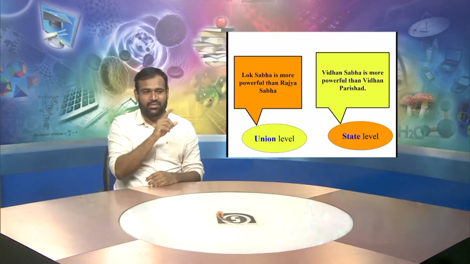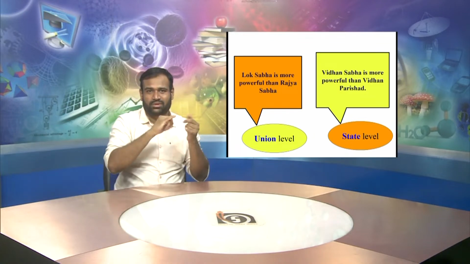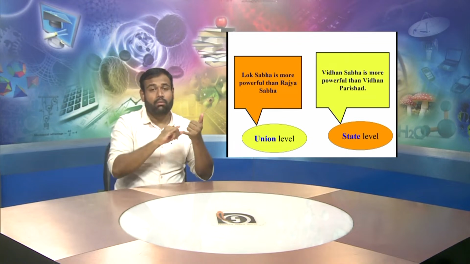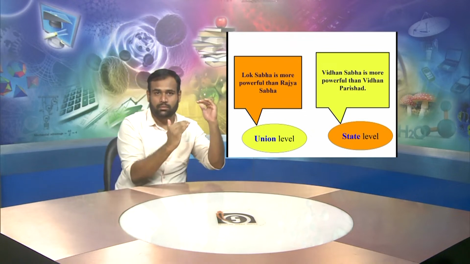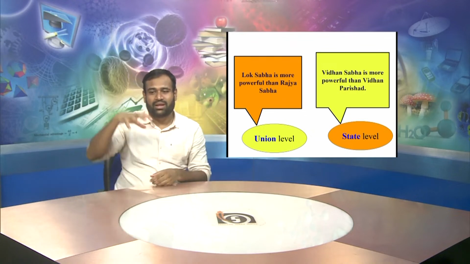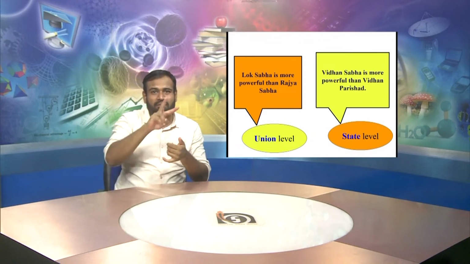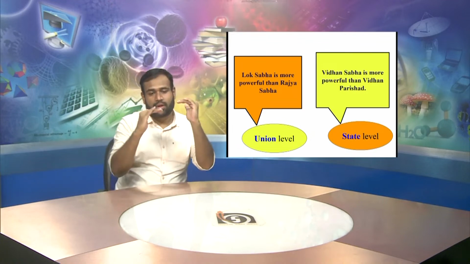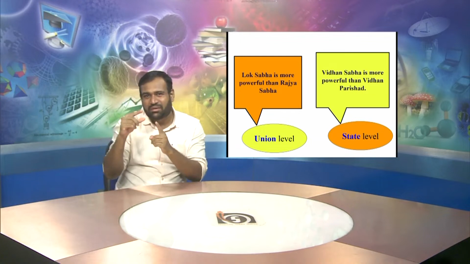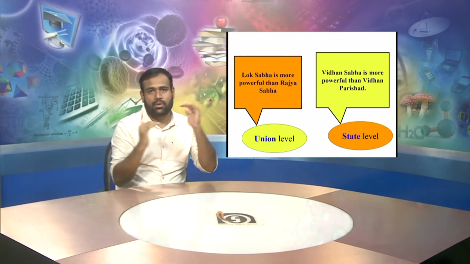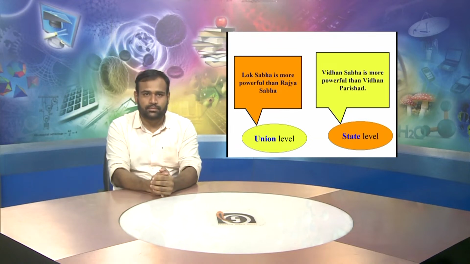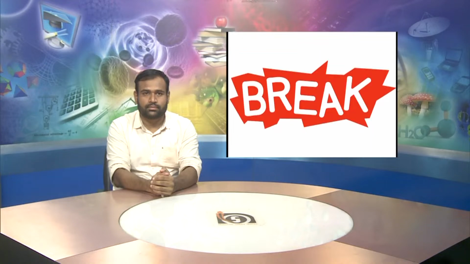Now here you can see the union level and the state level are 2 different terms. At the union level, Lok Sabha is more powerful than Rajya Sabha. But on the other side, at the state level, Vidhan Sabha is more powerful than Vidhan Parishad. So we should understand that there are certain high and low positions in both. We will take a break here.